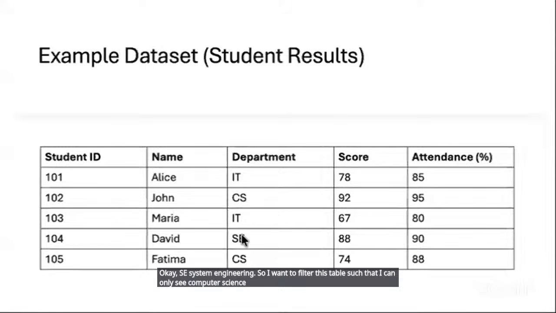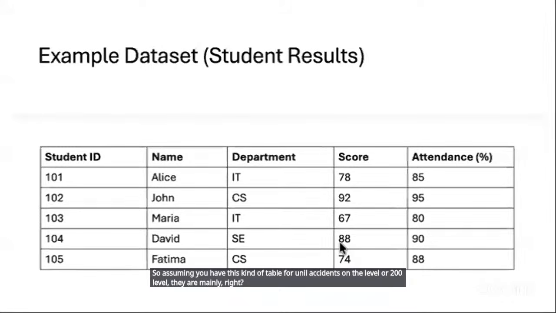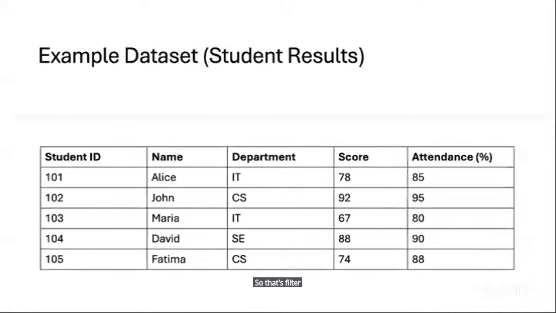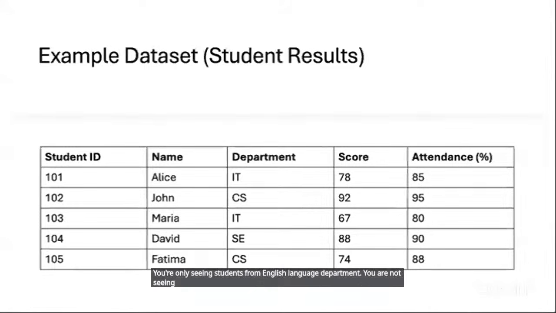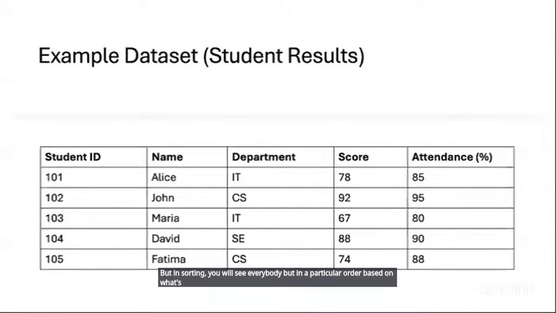or only IT students. So assuming you have this kind of table for Unilag students, 100 level or 200 level, they are many, right? And you want to pick only those from English department. So that's where filtering comes in. So after applying your filter, you're only seeing students from English language department. You are not seeing every other person. But in sorting, you will see everybody, but in a particular order based on how you sorted it. Is it ascending order, descending order of surnames, or scores, or departments, etc.